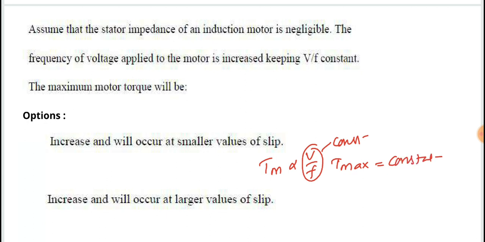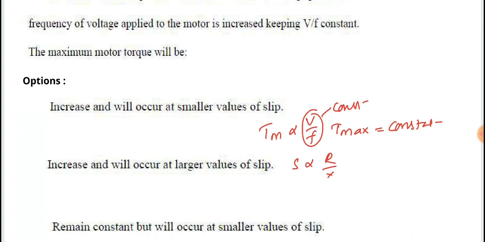Now the slip value. Slip is proportional to R by X here. So the slip at maximum torque is proportional to 1 by F, since reactance is nothing but 2 pi F. So the maximum slip is proportional to 1 by F. If the frequency of the motor is increased, the slip value will be low. That means the maximum torque will be constant, but the maximum torque will occur at a very low value of slip here.